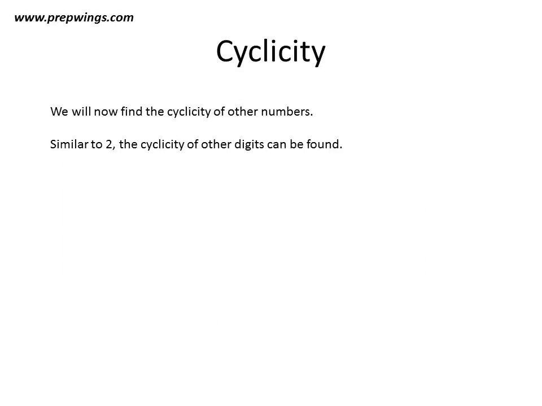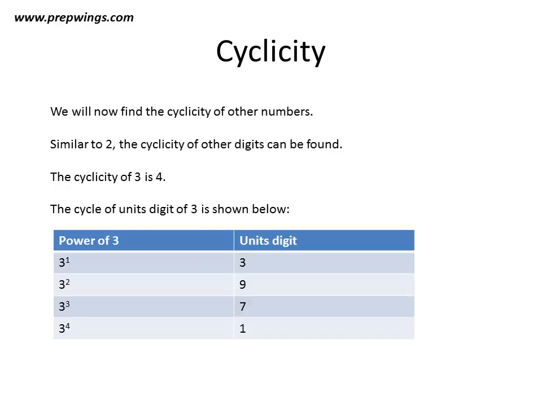Now similar to 2, cyclicity of other numbers can also be found. Here we show the cycle of 3. The cyclicity of 3 is again found to be 4, which is similar to 2. You don't need to memorize these cyclicities. You can find the cyclicity. We have shown how to find it in the example before, wherein we showed how to find the cyclicity of 2. The same thing can be used to find the cyclicity of 4, 3, 7, any number.